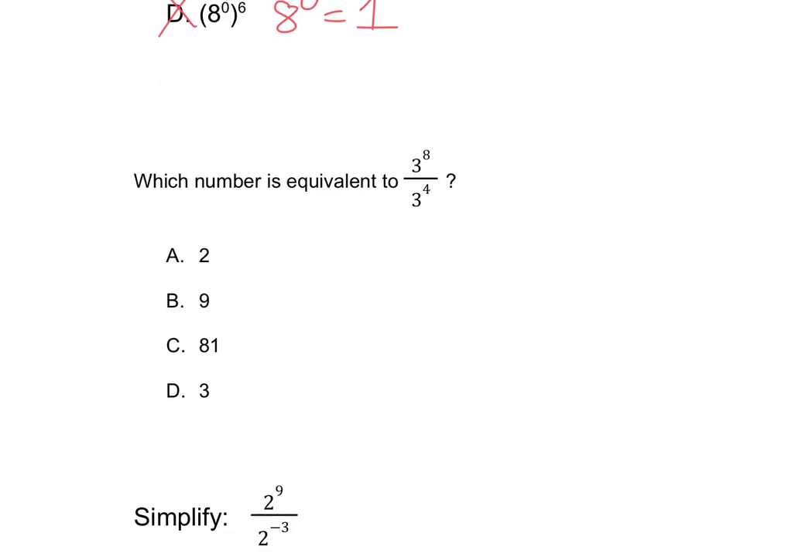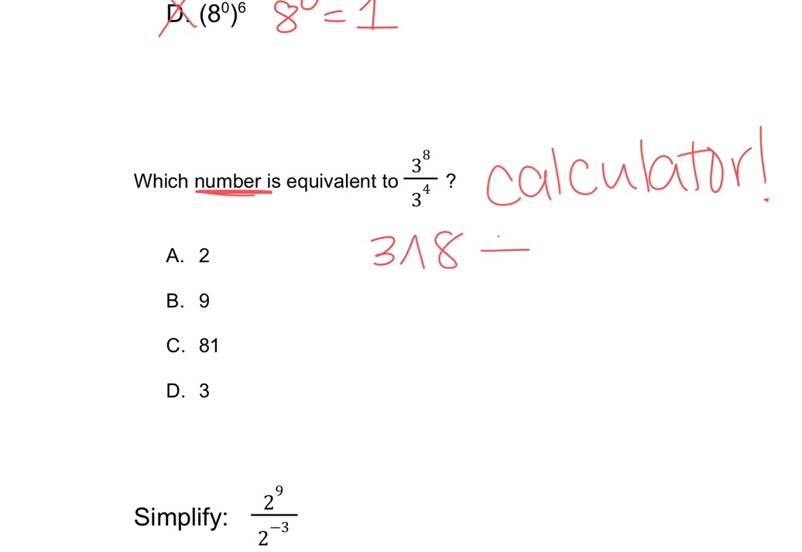Number 2, this says which number is equivalent. So it wants to know what does this equal, which means you could just type it in the calculator and get what it's equal to. You would type 3 caret 8 divide 3 caret 4 and get your answer.